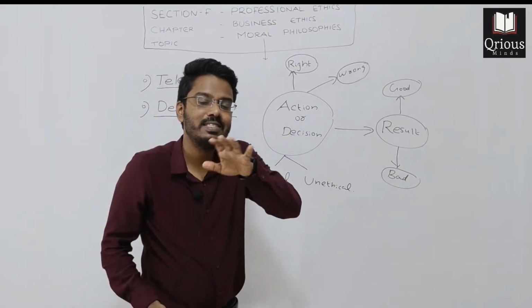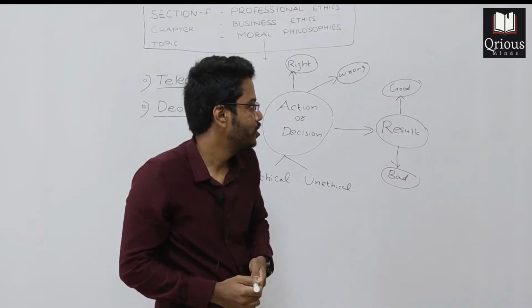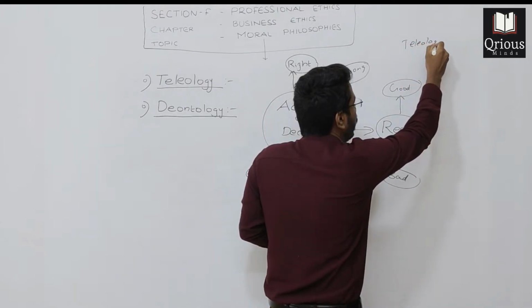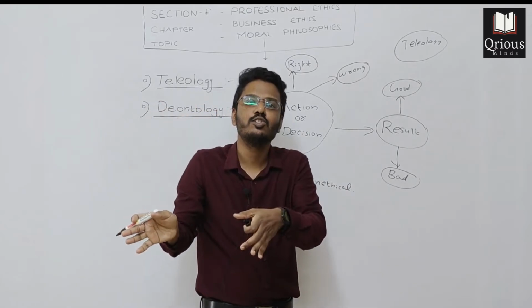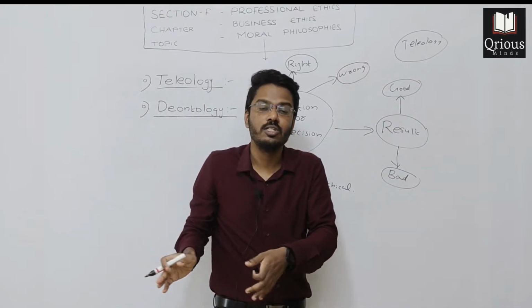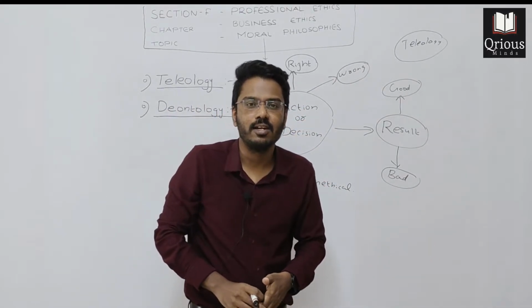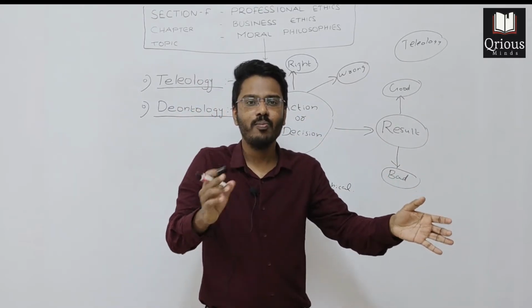Now, don't you see there is a difference between teleology and deontology? Teleology always considers the end result. If the end result is good, then the action or decision is ethical. Now, coming back to deontology, what does deontology say? Deontology doesn't consider the end result. It doesn't even care whether the result is a good result or a bad result.